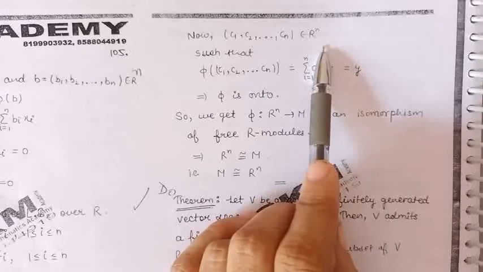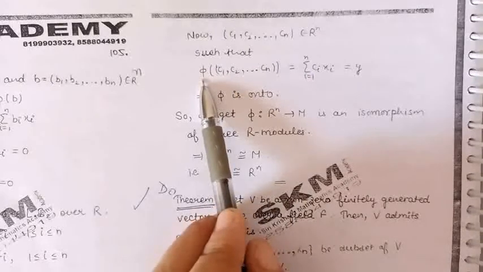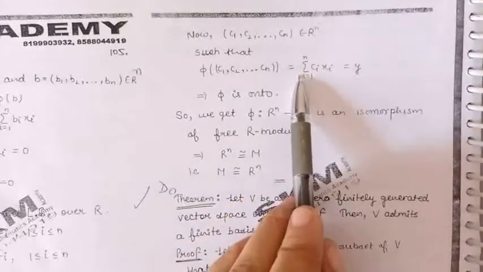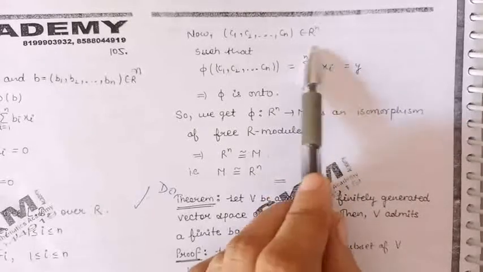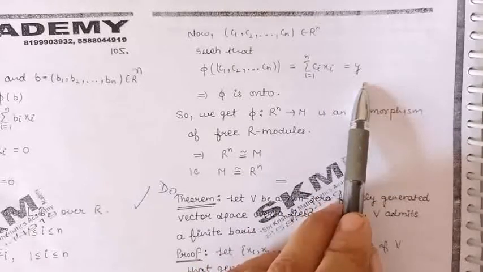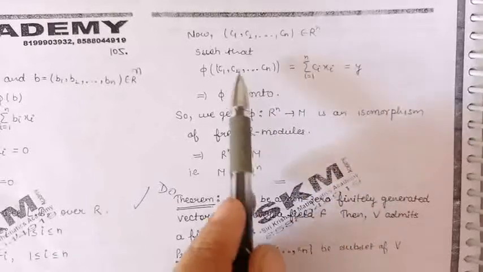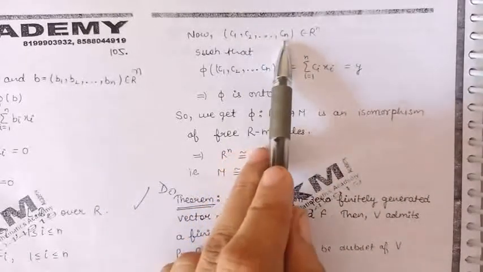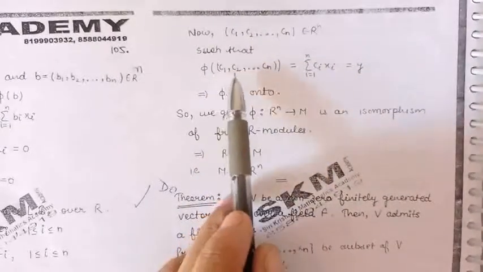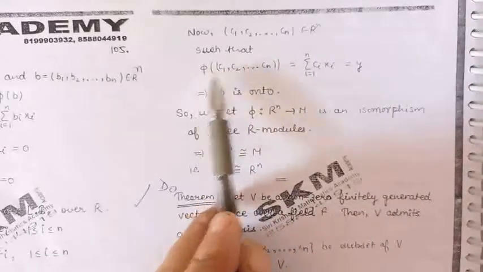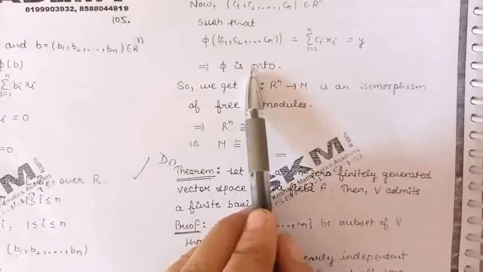Now if we find the image of this element under phi, then by definition of mapping phi, this is given by summation ci xi, where i varies from 1 to n, and this element is y. So we have proved that for y belonging to M, there exists an element, this n-tuple c1, c2, c3 up to cn from R^n, such that the image of this element under phi is y. So by definition, we can say that phi is onto.